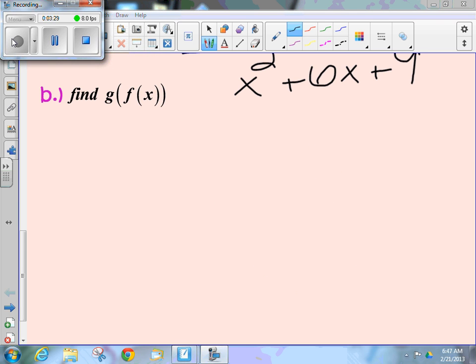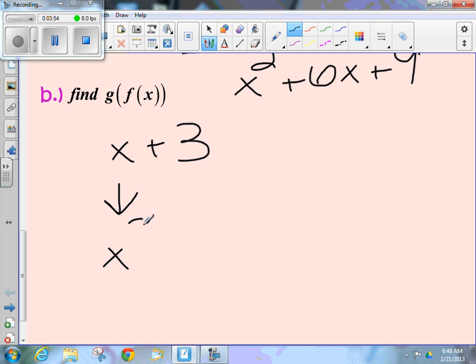Okay, so for this next one, this one is asking us to find g of f of x. So now which function are we starting with? Well, this time we're starting with the g function. The g function was x plus 3, right? But wherever we see an x, what are we going to plug in? Well, we're going to plug in instead the f function. Well, what was the f function? The f function was x squared. So instead of an x, I'm going to actually plug in an x squared.